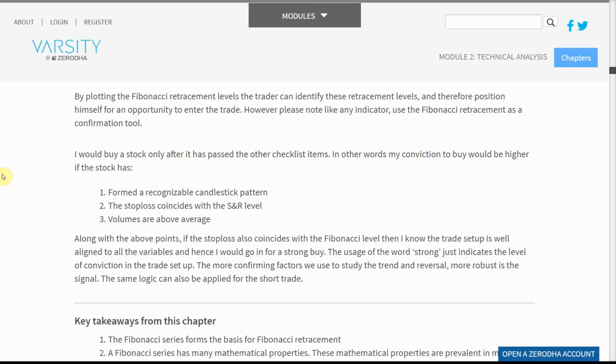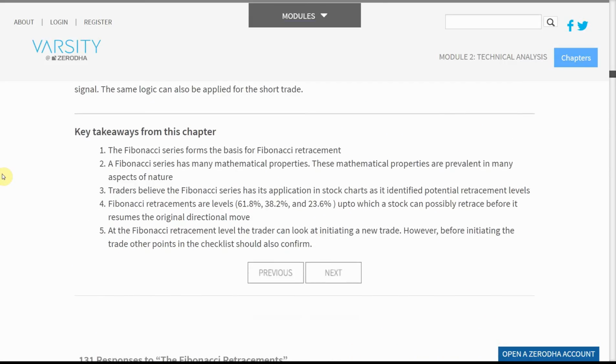Key takeaways from this chapter. The Fibonacci series forms the basis for Fibonacci retracement. A Fibonacci series has many mathematical properties. These mathematical properties are prevalent in many aspects of nature. Traders believe the Fibonacci series has its application in stock charts as it identifies potential retracement levels.